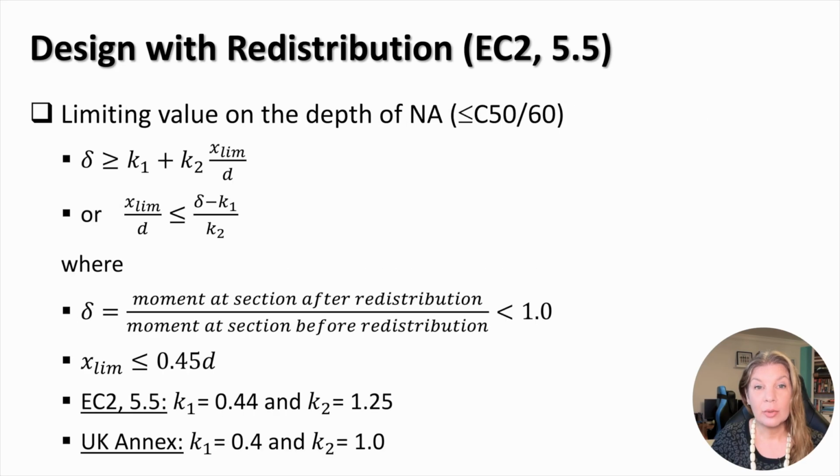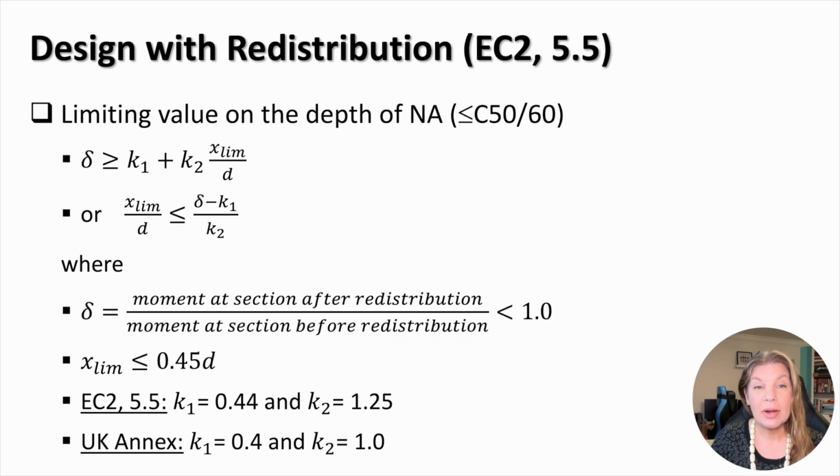The limiting value on the depth of the neutral axis of normal strength concrete is governed in Eurocode 2 by the parameters delta, K1 and K2. Here, the depth of the neutral axis is defined through the x to d ratio. The parameter delta is defined as the ratio between the moment at a considered section after redistribution to the moment before redistribution and cannot be larger than 1.